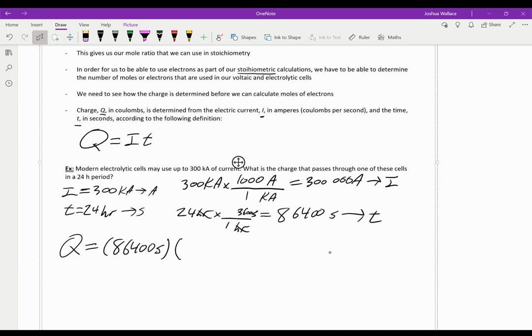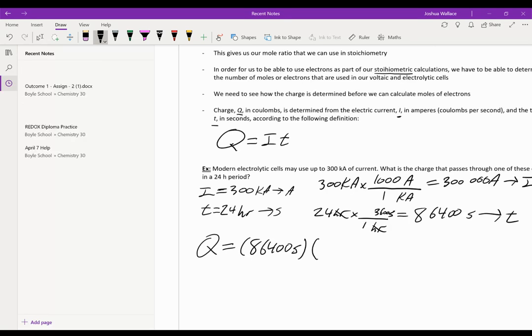And so our first example, and the only one for this one in particular, is: modern electrolytic cells may use up to 300 kiloamps of current. What is the charge that passes through one of these cells in a 24-hour period?